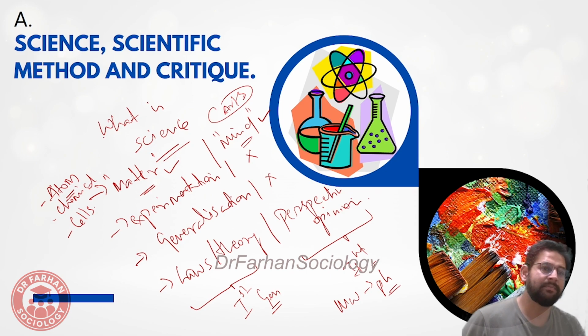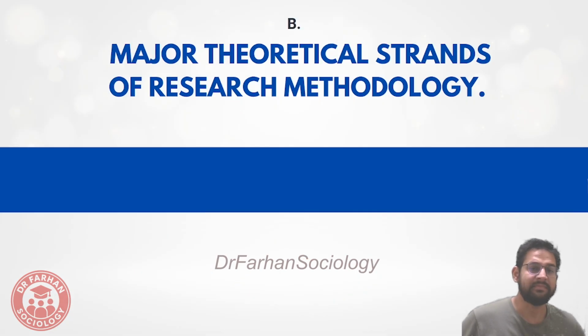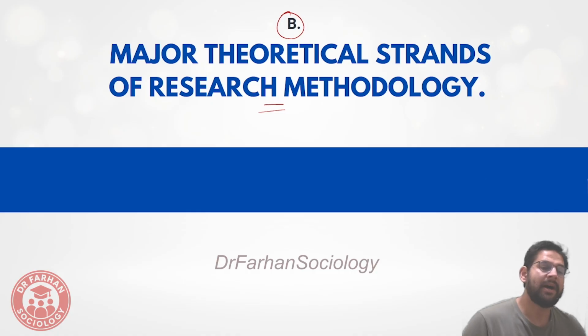So the first part that we have in unit 2 is about whether sociology is a science, the scientific method, or whether we are trying to criticize those phenomena. Then comes the most important part of our unit 2: major theoretical strands of research methodologies. I can say this part B is trying to highlight all the major theories which are present in your syllabus, all the theories that you can think about.